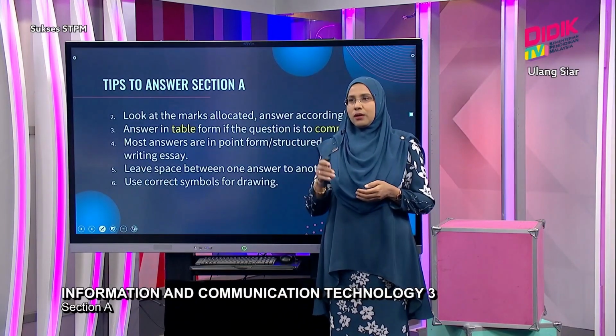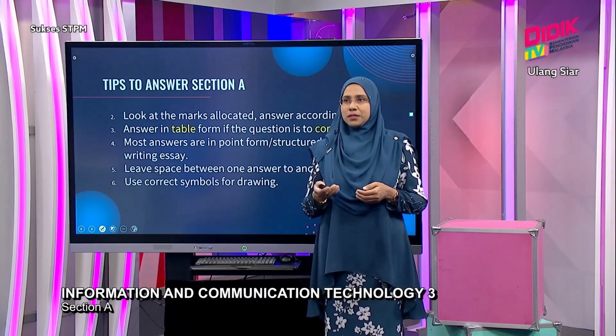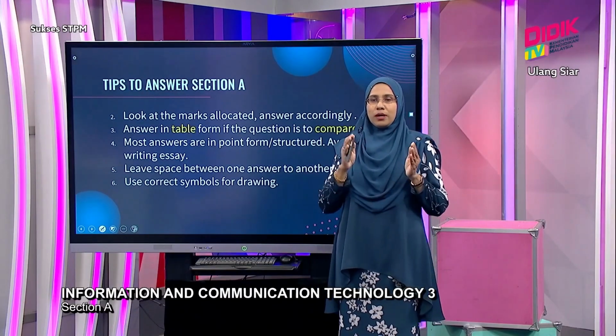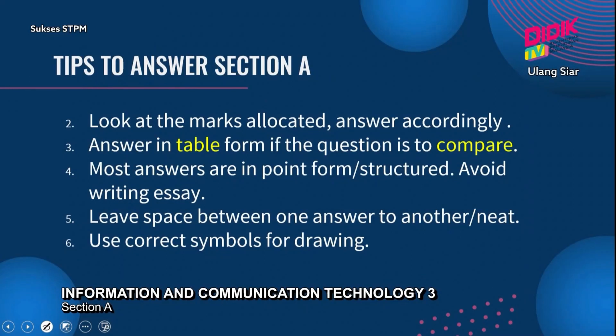And we look at the next tip. Look at the marks allocated and answer accordingly. The marks allocated will give you some guidance on how long your answer should be and how elaborate it should be. So just look at the marks given.